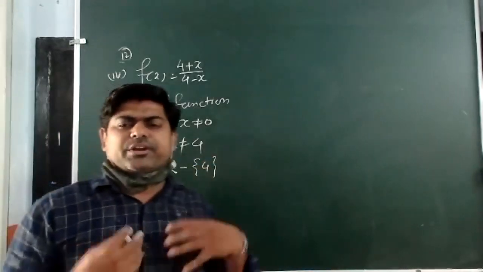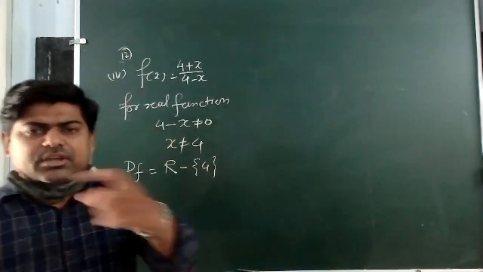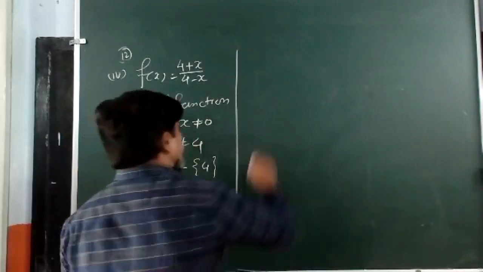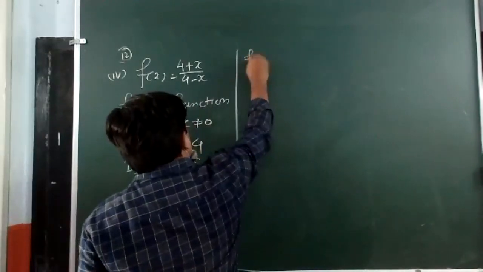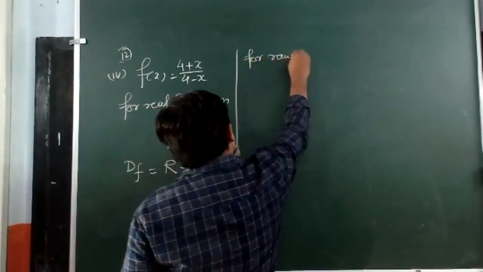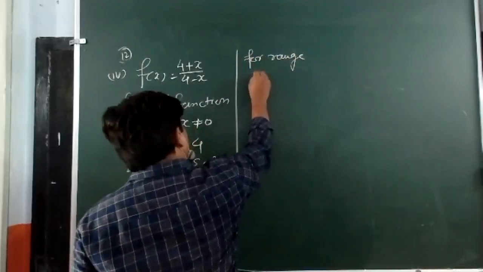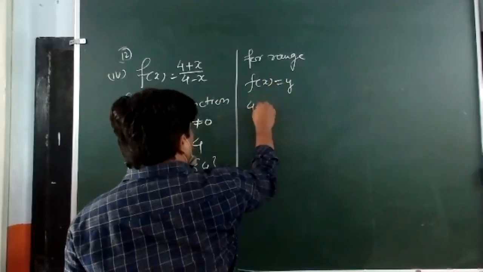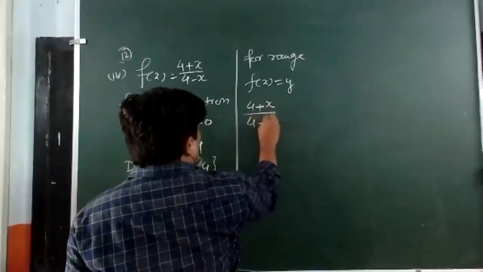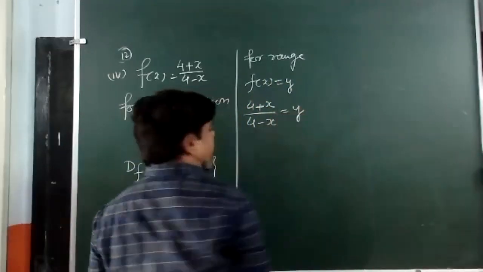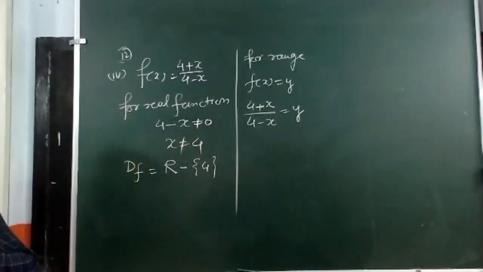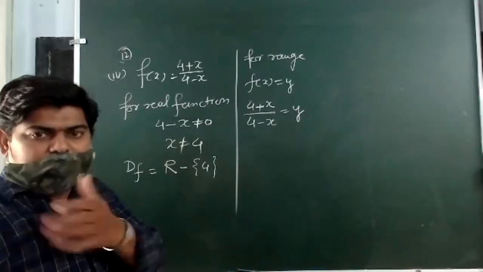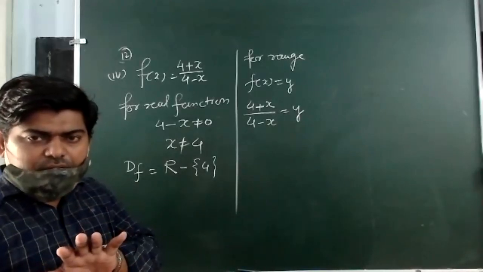Finding the domain is easy compared to the range. Now I am moving to the range, and then afterwards I will discuss with you. What can I write for the range? If I take f(x) equal to y, so f(x) is (4 plus x) upon (4 minus x) equal to y, or not? Yes or no? It could be.